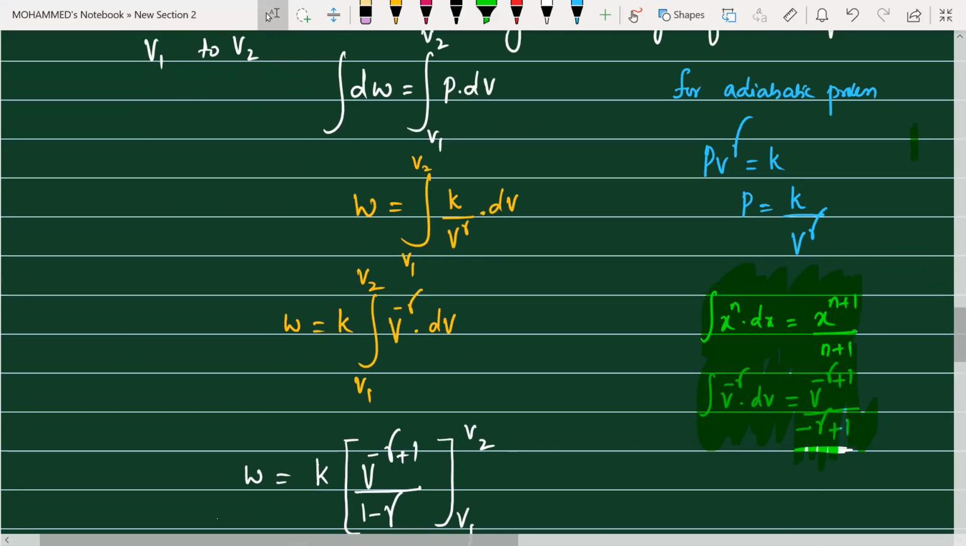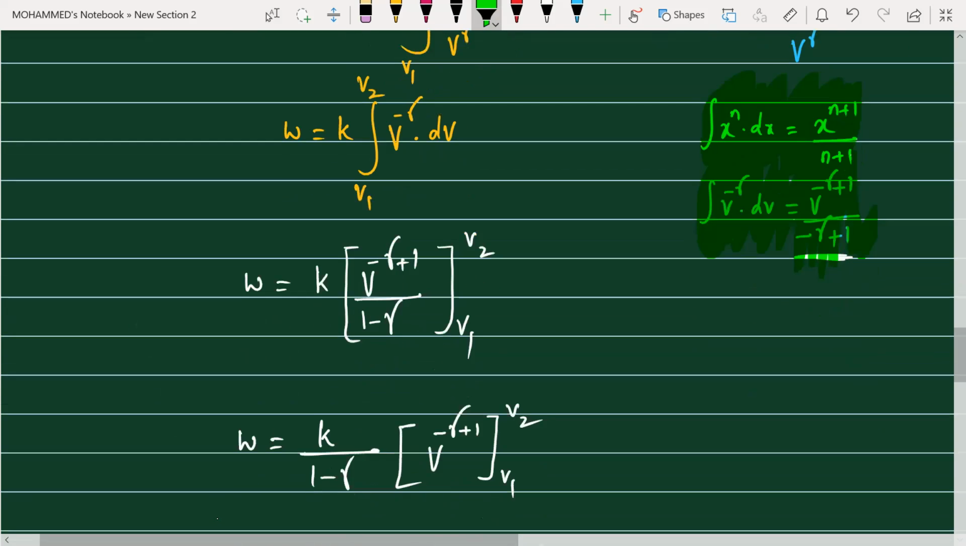So the integral of 1 by x to the power of n into dx, the formula is how much, beta? x to the power of n plus 1 divided by n plus 1. So that formula I'm using here. Integral of V to the power of minus gamma into dV will be V to the power of minus gamma plus 1 divided by minus gamma plus 1. So that value I'm substituting here. Minus gamma plus 1 can be converted into 1 minus gamma. So W is equal to K into V to the power of minus gamma plus 1 divided by 1 minus gamma. Limits are V1 to V2.